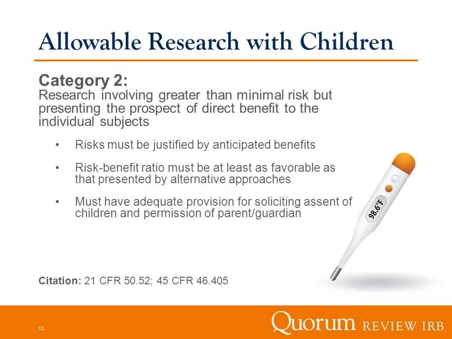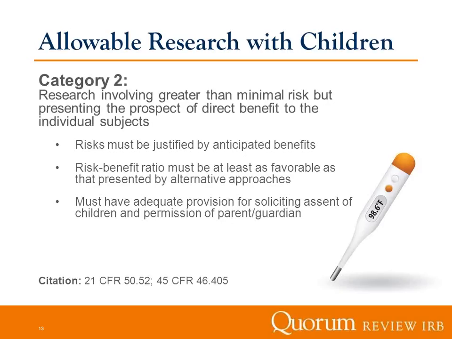Category 2, the second category of allowable research, is research that involves a greater than minimal risk but still presents the prospect of a benefit to individual subjects. And so in that first category, we don't talk about benefits at all because the risk is so low. Although the risk-benefit ratio ultimately has to be satisfactory to the IRB, and that's outside of these restrictions, there's sort of an assumption made that the risk is so low that the benefit may be none, and that would in theory be acceptable depending on the context of the study.